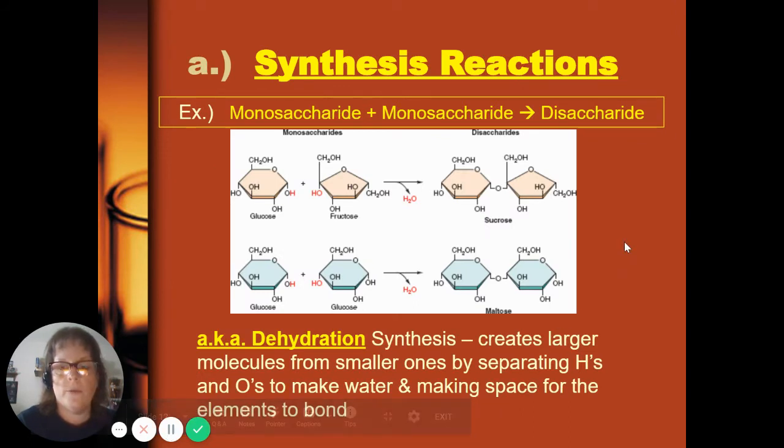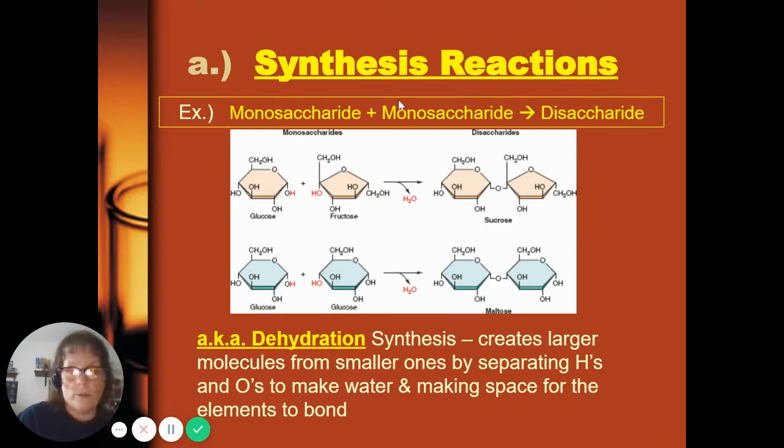Okay, you can see here we haven't talked about the carbohydrates yet, but this is a review from biology, and biology is a prerequisite for anatomy, so these should sound familiar to you. Monosaccharide plus monosaccharide. Mono means 1, and saccharide means sugar. So these are the smallest sugar molecules, 1 denoting that it's basically just 1 molecule.